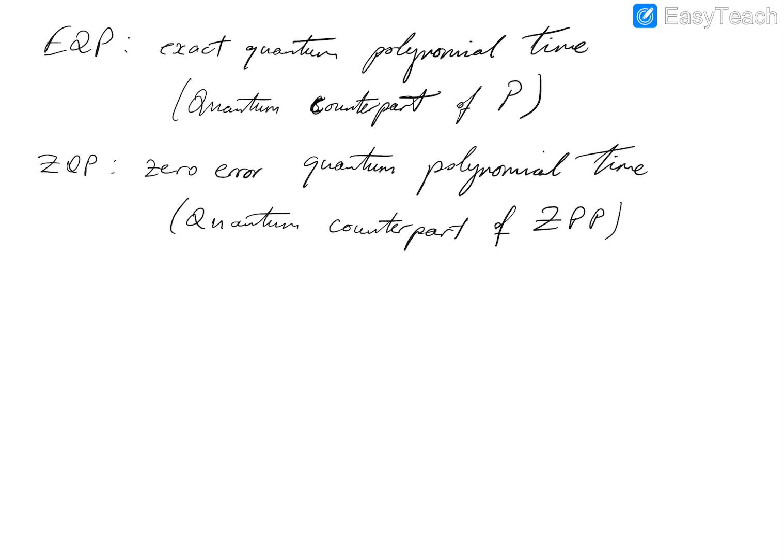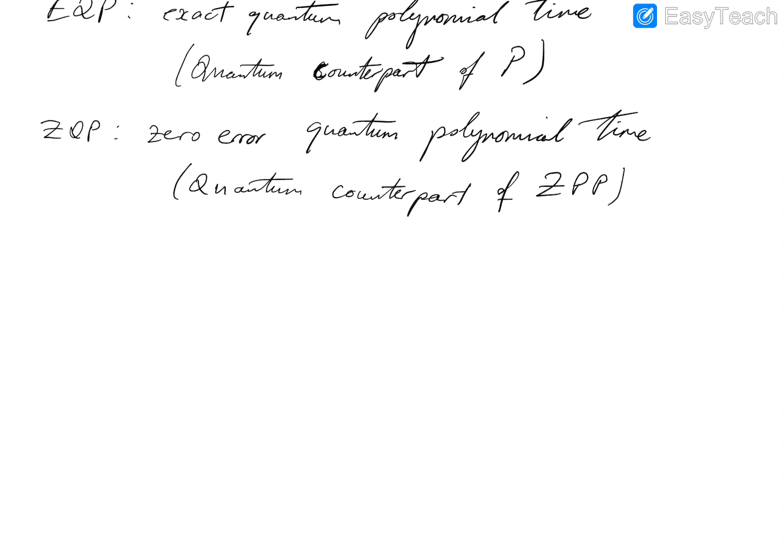All right, so note that any probabilistic Turing machine can be simulated by a deterministic Turing machine. Okay, so they're all equal in computational power. So P is indeed a subset of ZPP, and also P is a subset of BPP.